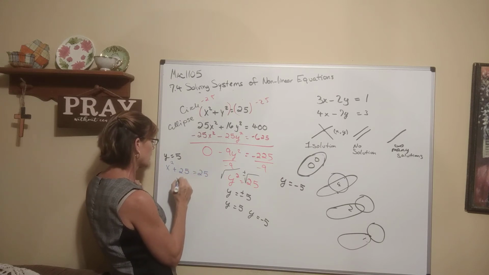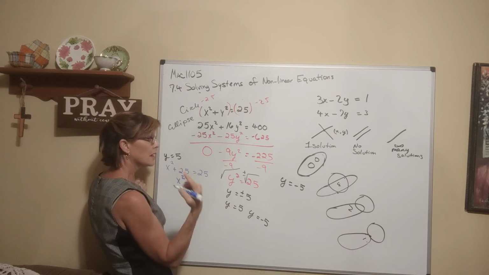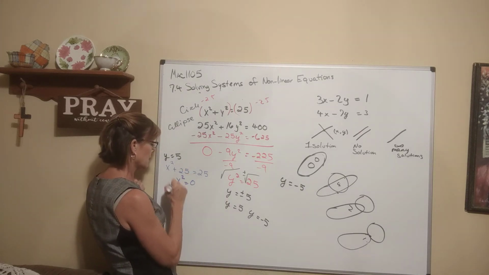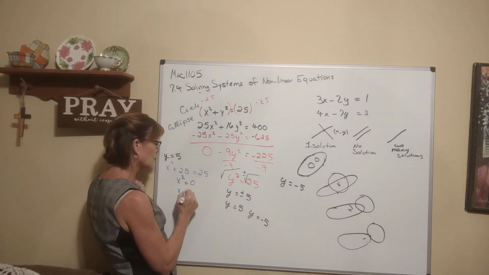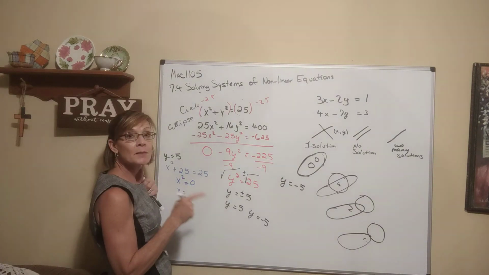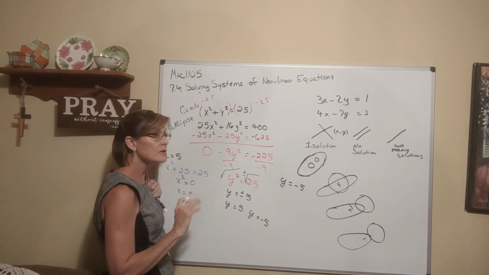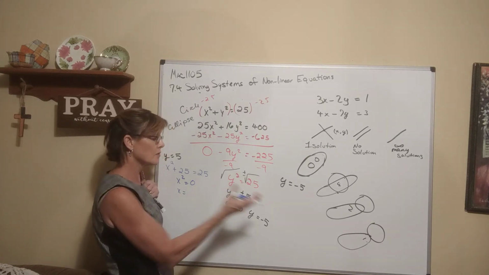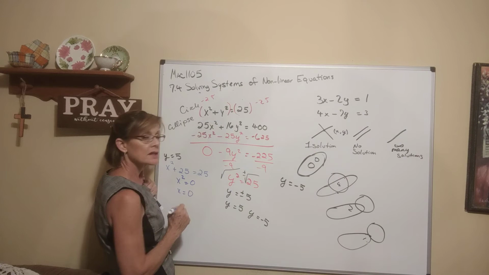Subtract 25 from both sides, and we'll get x squared is 0. Take the square root of both sides. The square root of x squared is x, is equal to plus or minus the square root of 0. Plus or minus 0, which really doesn't make any sense, because 0 is not positive or negative. It's just 0. It doesn't hold a sign. So we get x is 0.